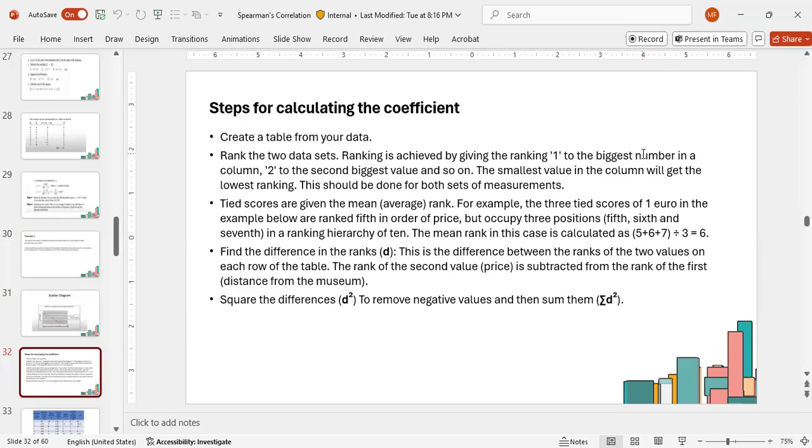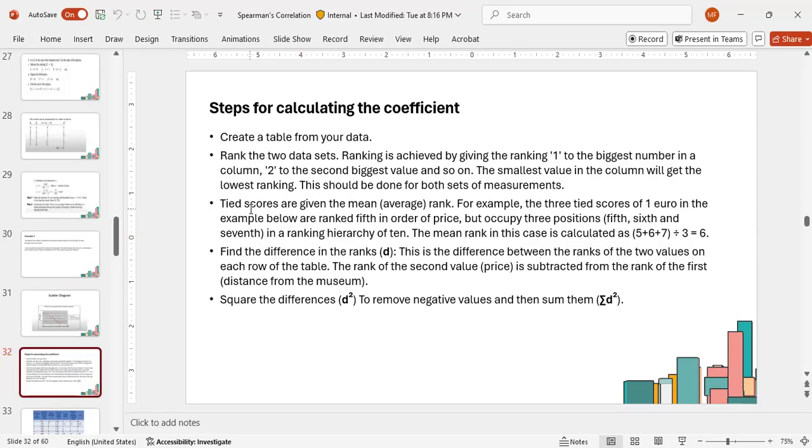As I told you in the last example, I'll tell you how you rank data. Ranking is achieved by giving the ranking number 1 to the biggest number in the column, 2 to the second biggest value, and so on. The smallest value in the column will get the lowest ranking. This should be done for both sets of measurements. Tied scores are given the mean or average rank. For example, the three tied scores of €1 in the example below are ranked 5th in the order of price, but occupy three positions, 5th, 6th, and 7th, in a ranking hierarchy of 10.